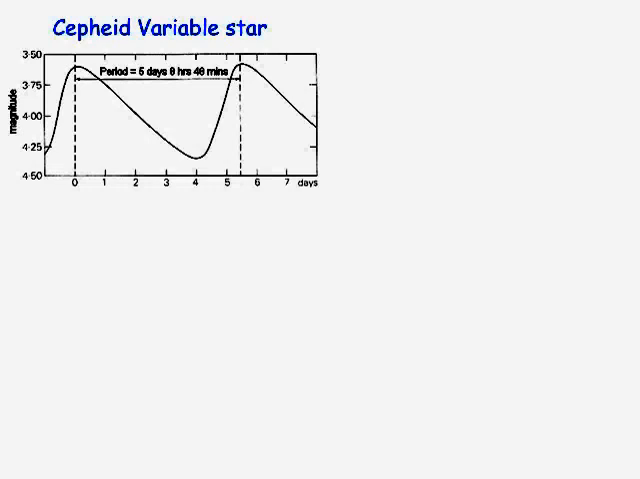What you're seeing here is a plot of the increase and decrease of the magnitude, the luminosity, or the brightness of the star. The star gets bright very quickly and then slowly dims away, and then repeats, bright and then slowly dies away, over a period of, in this case, 5 days and 40 minutes. Is this an oscillation?